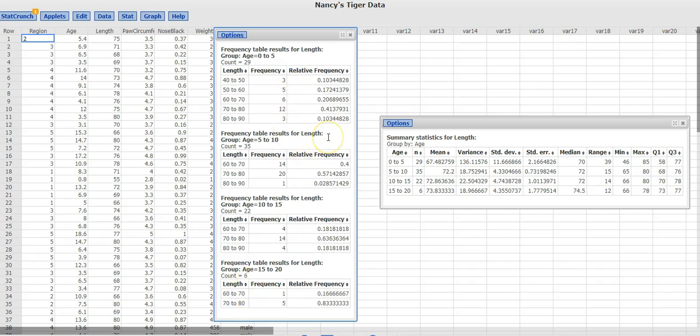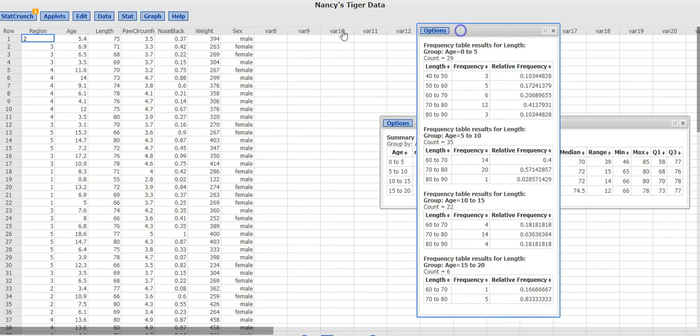Other than that, I'm not necessarily seeing a lot here that's helpful. The only thing I could notice is that in each one of these, it looks like the 70 to 80 length has the highest frequency. That's happening in every one of these. But whether this is very helpful is kind of questionable. So I'm going to put this one over here too. I'm going to try and do something else.